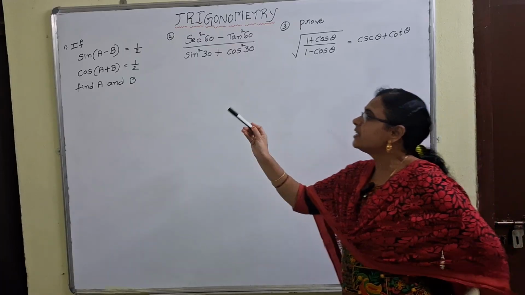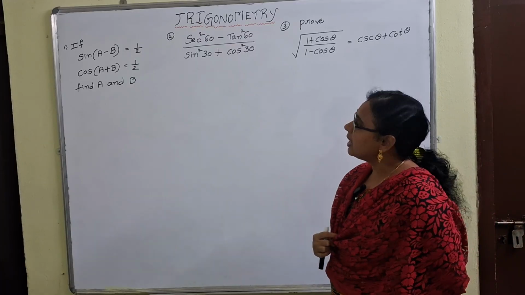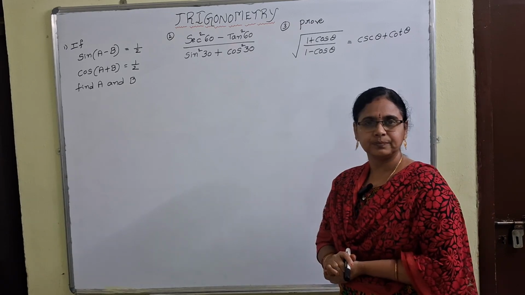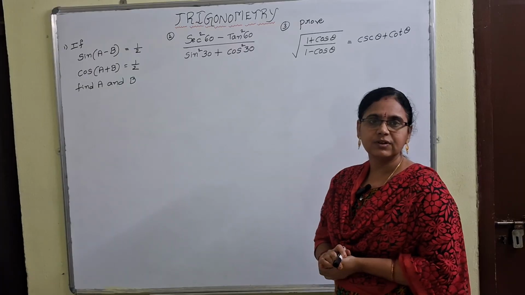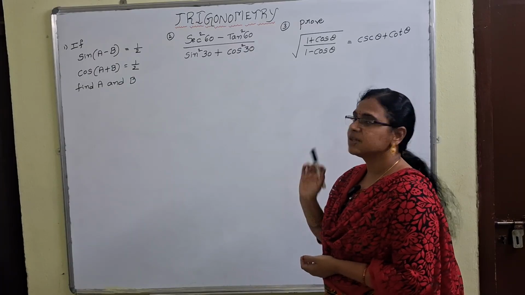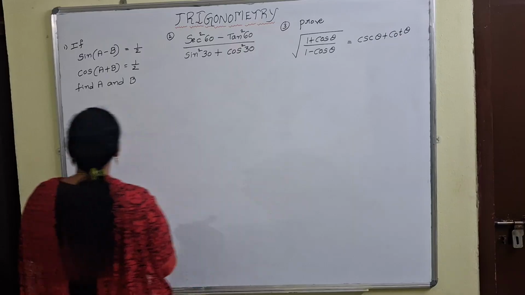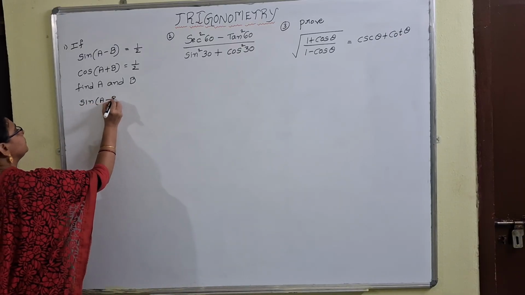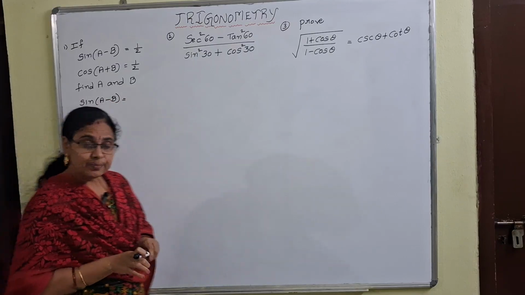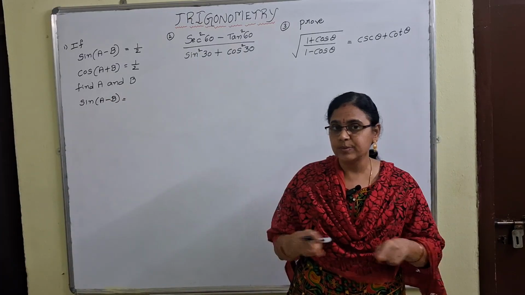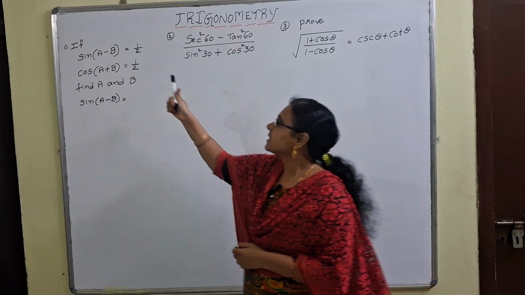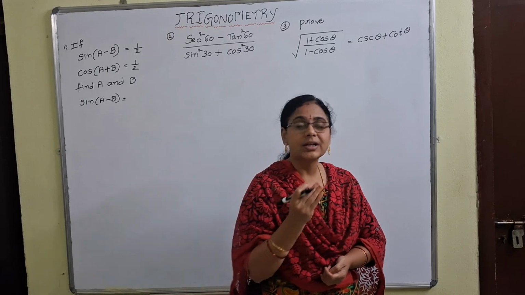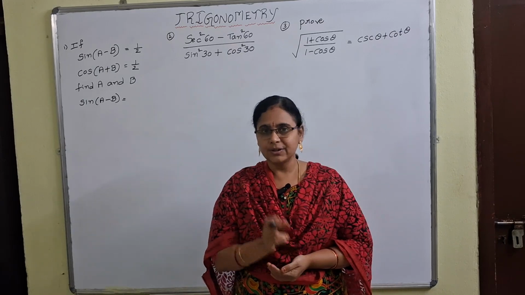If sin(A - B) is equal to half and cos(A + B) is equal to half, then what is the value of A and B? Okay, he has given the information sin(A - B) is equal to half. In the previous video I explained the trigonometric table. I hope you remember. In sin, when do you get half? sin 0, sin 30, sin 45, sin 60, sin 90. Do you remember?